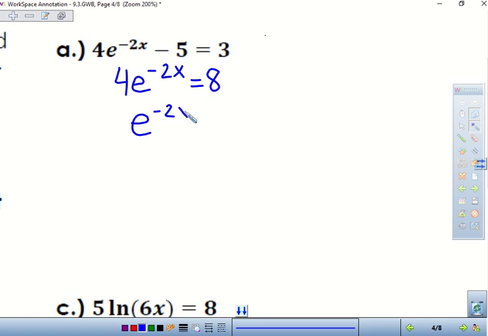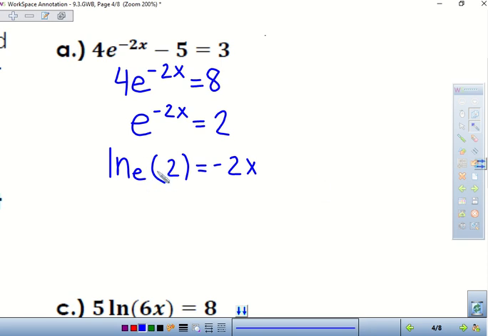Divide by 4. All right, is everybody with me on how we got here? Now, we don't have a way mathematically to solve for x other than to use a log because our variable is in the exponent. So this is where the log comes in. We're going to convert this into logarithmic format, just like we did earlier. Okay? So it's going to be ln base e of 2 is equal to negative 2x. So I converted it from exponential to logarithmic form.